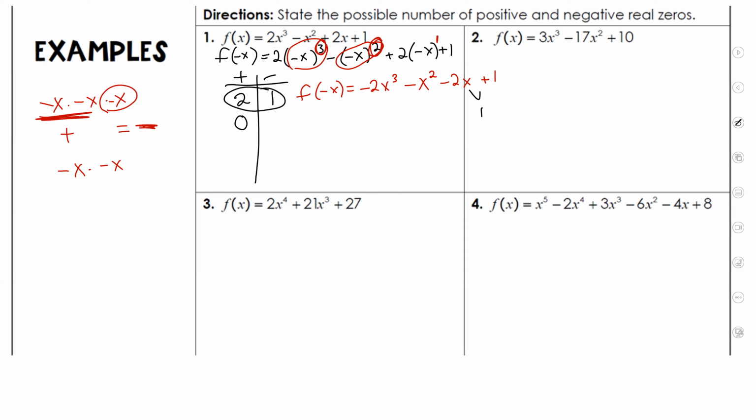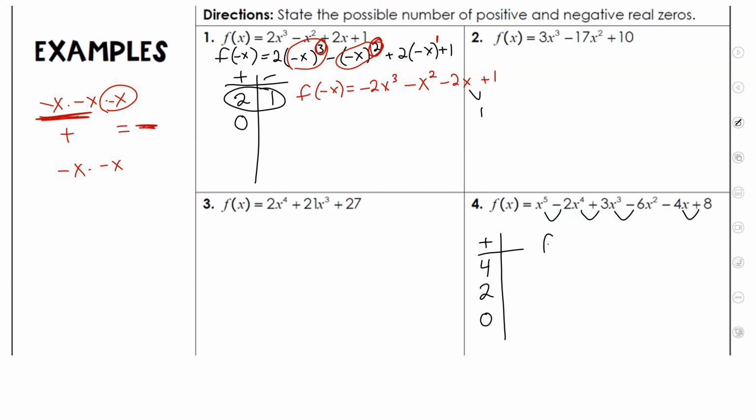So how many variations are there for positives? Here's 1 variation, 2, 3, 4. Yep. So you can have 4 possible zeros and subtract by 2. So it can be 2 or 0. Just whatever number you get, subtract by 2. These are the possible zeros that you can get. You can have 4 positive zeros, 2 positive zeros, or none at all. Okay, is what this is saying.